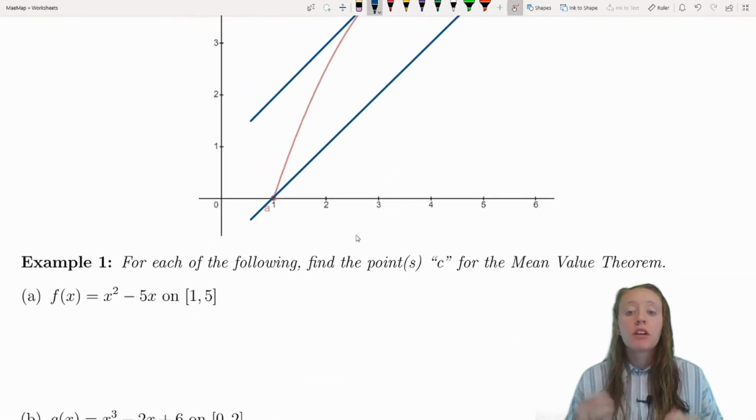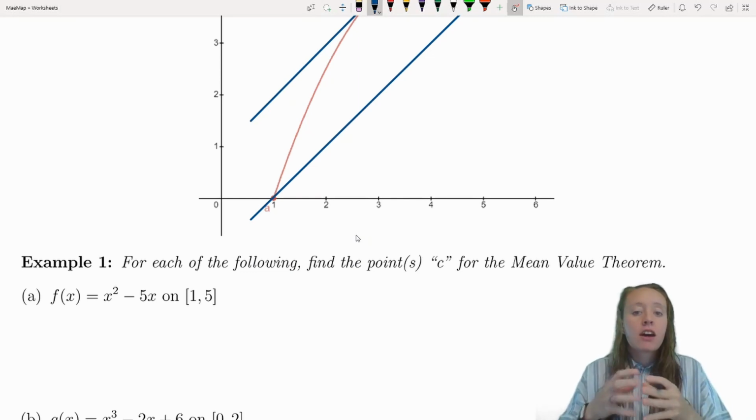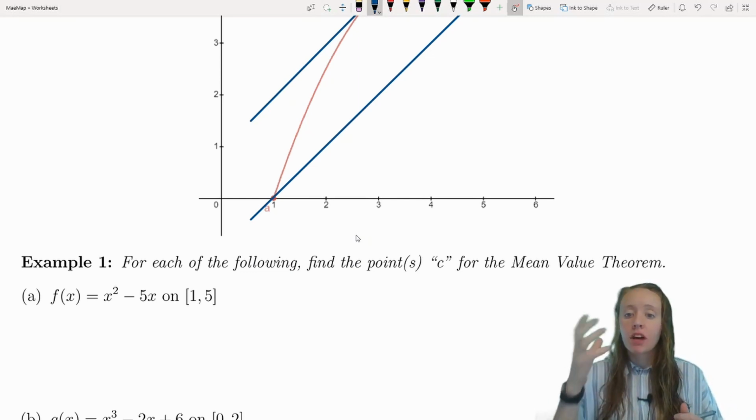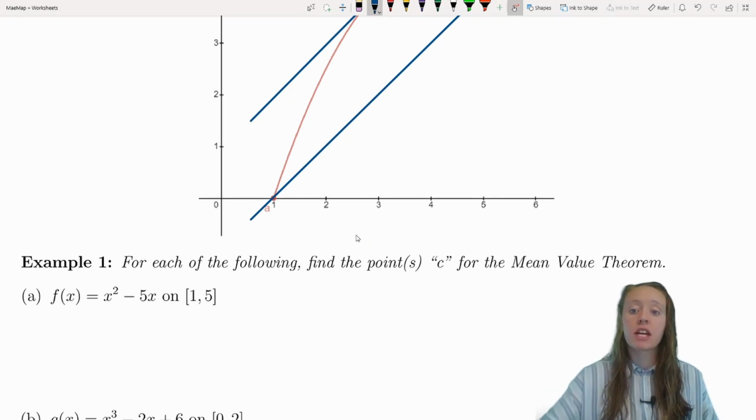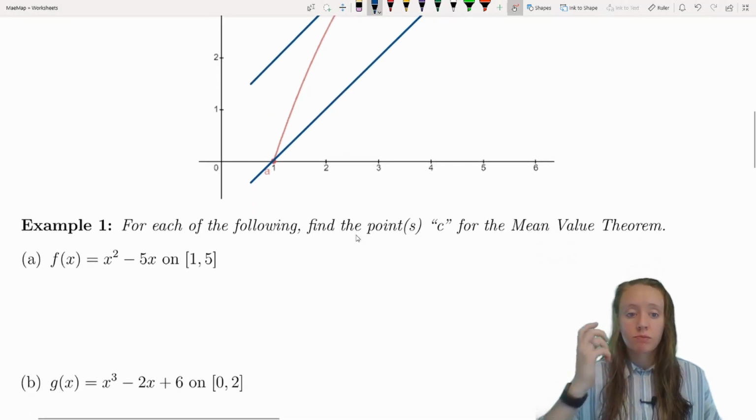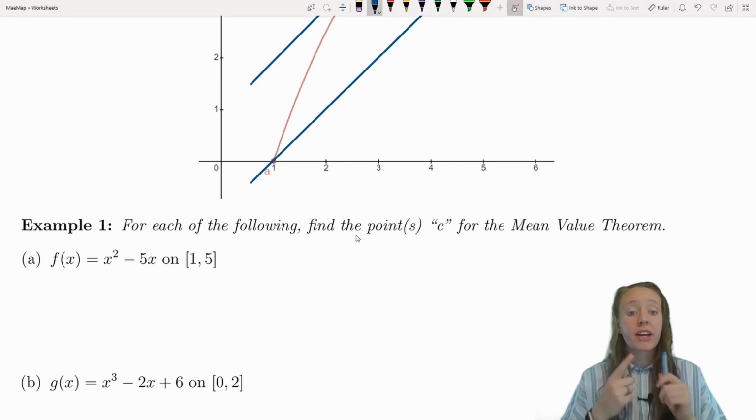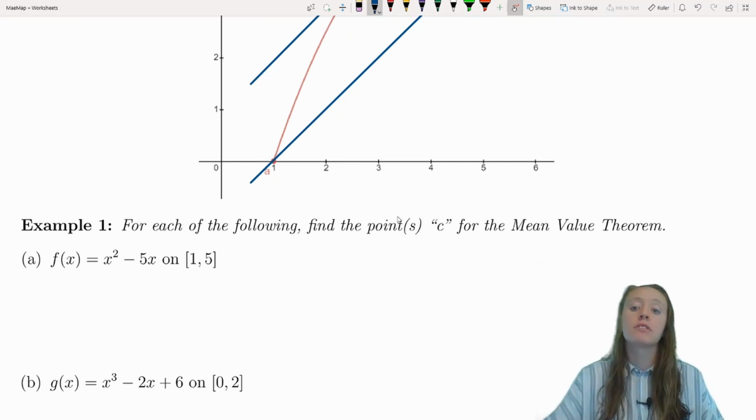So in example 1, for each of the following, we're going to find the point or points C for the mean value theorem of our given function and the given interval. So we have to check two things first before we even start these problems. Do we have a closed interval, and are we differentiable everywhere within that interval?